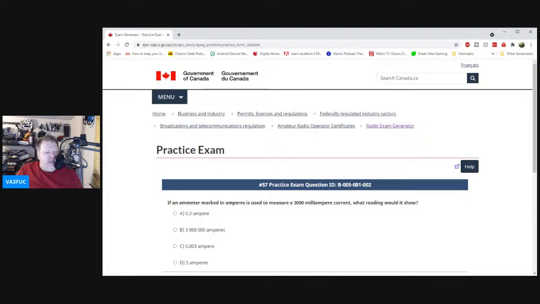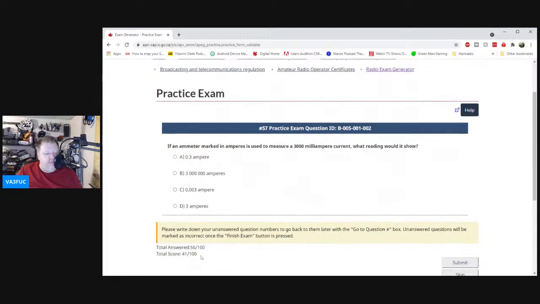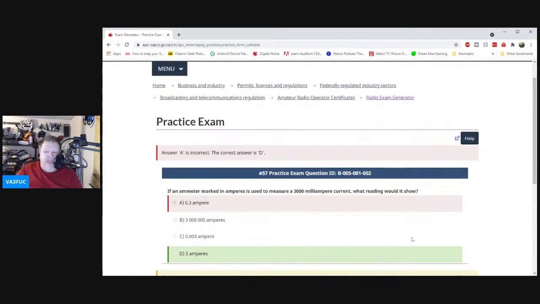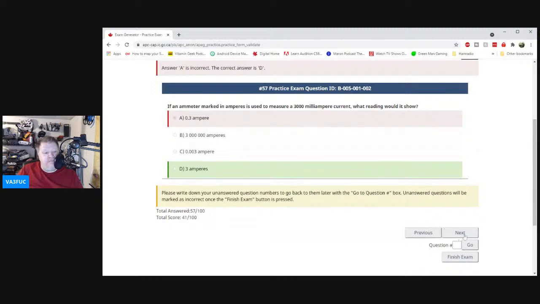If an ammeter marked in amperes is used to measure 300 milliamp current, what reading should it show? 0.3 amperes, 3,000 amperes, 0.003 amperes, 3 amperes. I think it's 0.3 if I remember correctly. No, it's 3 amps. Okay. I know it was either 0.3 or 3.